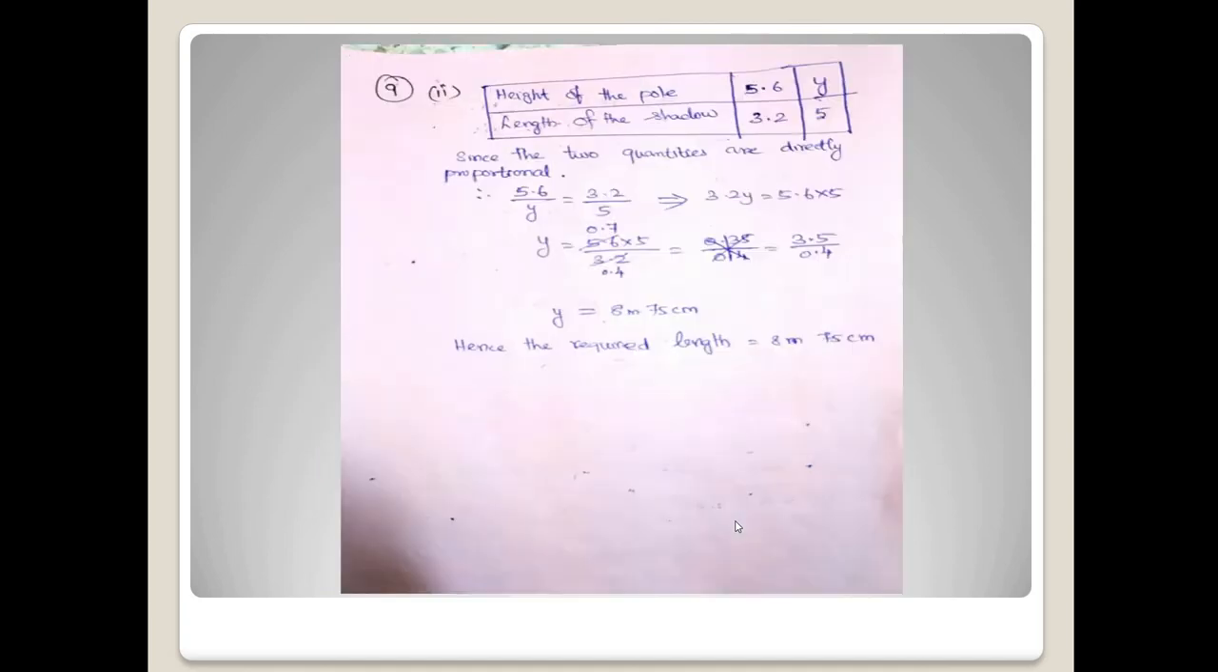Okay, 7 times of 8, 4 times of 8. They are the multiples of 8 multiplied by 10.5. Then again you can write it as 4.20 divided by 0.7 equals 6 meter. Hence the required length equals 6 meters. Let us go to the next subdivision.